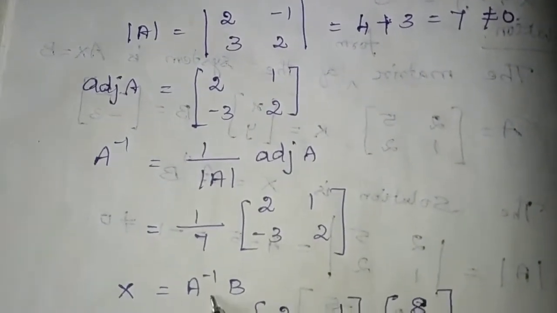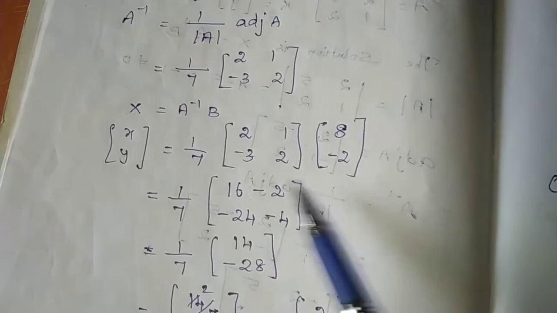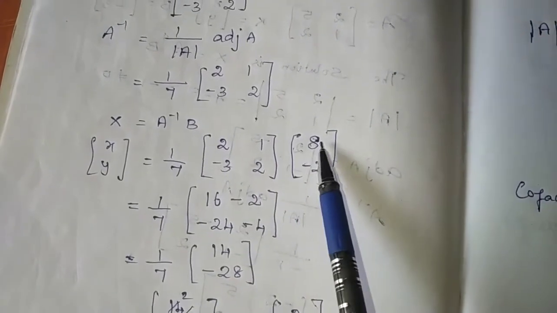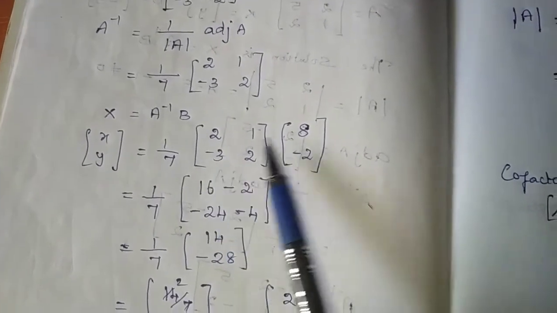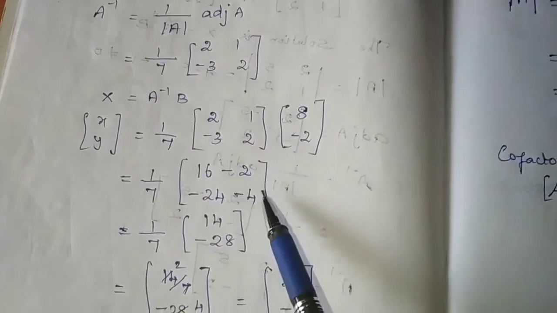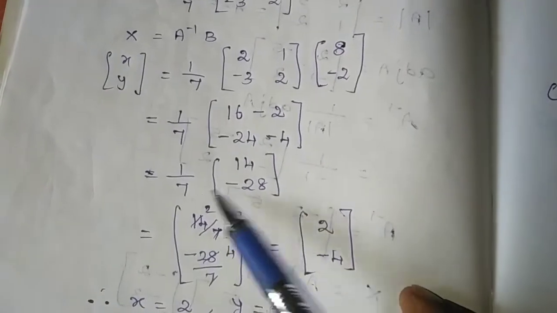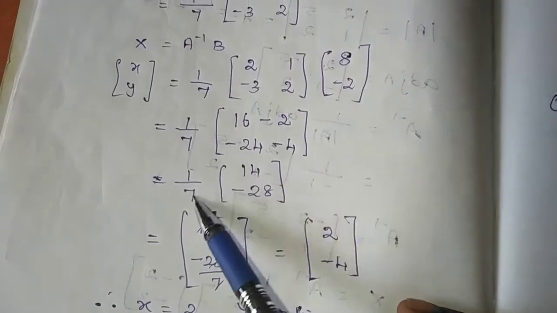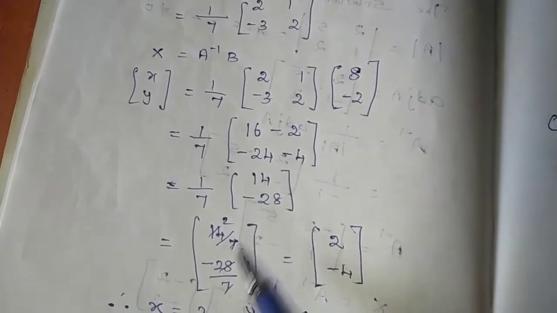X equal to A inverse B. The solution is X equals x, y. Write the A inverse value. B equal to 8, minus 2. Now using the matrix multiplication method: 2 eights are 16, minus 2. Next, second row: minus 24 minus 4. Simplify, we get 14, and here minus 28. Now divided by 7. Cancel 2, cancel 4. That is, x value equals 2.